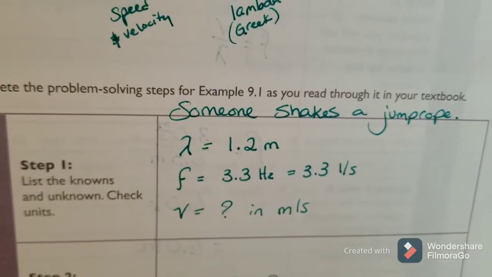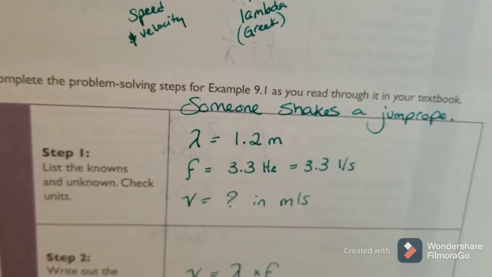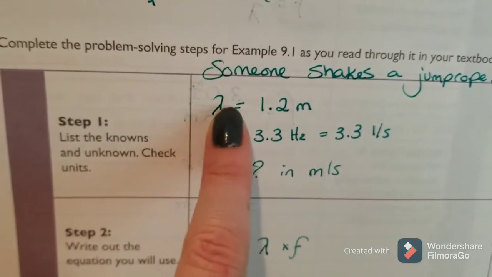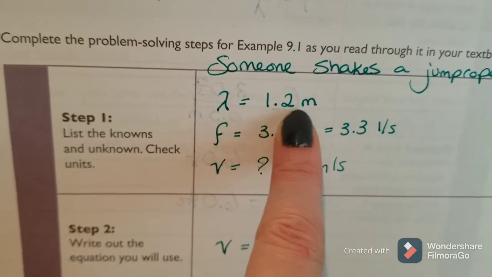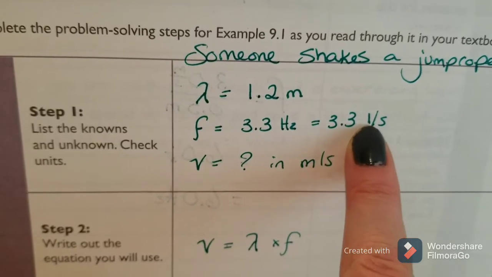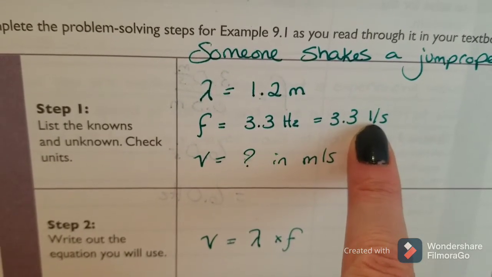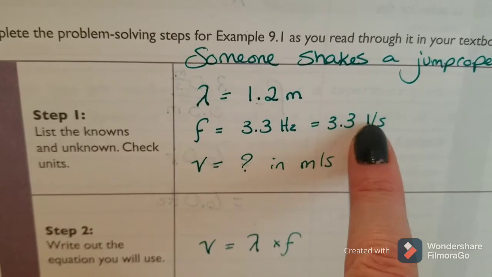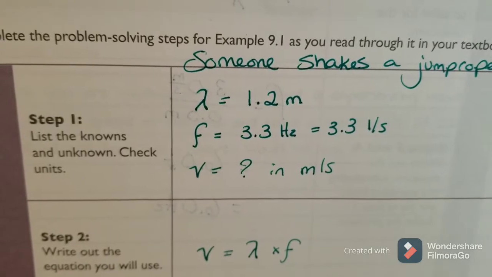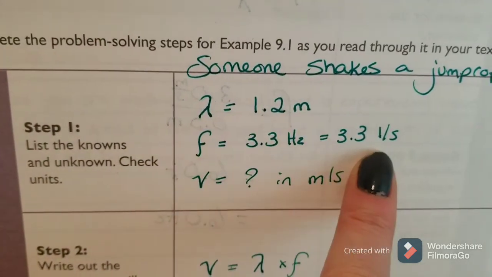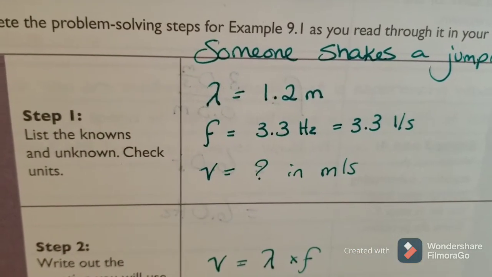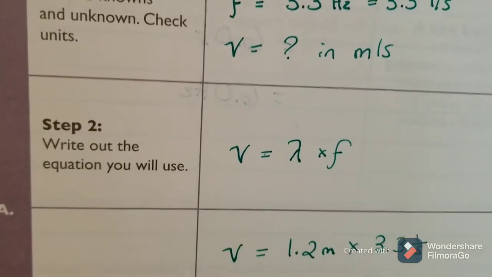I'm apologizing here. All right, so we're at example 9.1. Someone shakes a jump rope. Why would they shake this jump rope? I don't know. Wavelength is 1.2 meters. Frequency, 3.3 hertz, so let's remember what we were talking about. It's 1 cycle per second. Okay, this is 1 cycle per second. And velocity is, we have no idea. That's what we're trying to figure out. There's how we're going to figure it out.